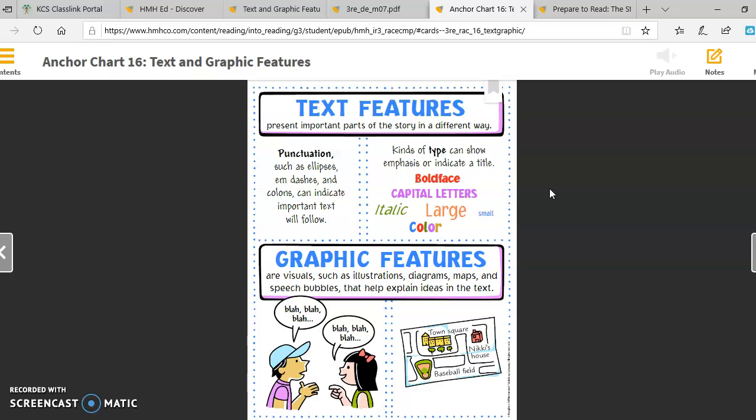I want you to pay attention as you are reading. Practice using the text and graphic features that you will find in The Storyteller's Candle to help you gain a deeper understanding of the story. Okay, my friends, and I will leave you with your My Book so that you can begin reading The Storyteller's Candle once again. And today I want you to think about those text and graphic features.